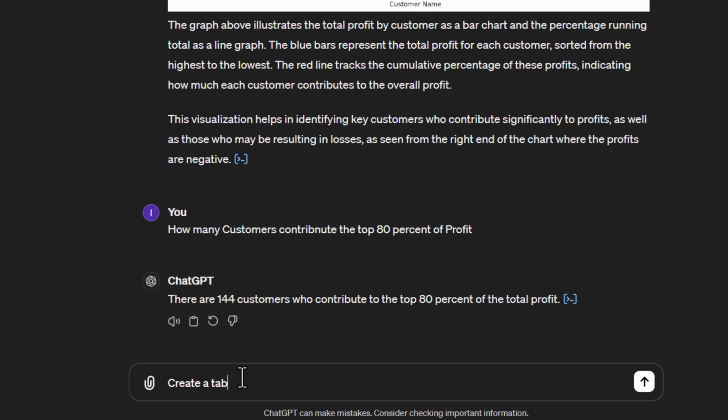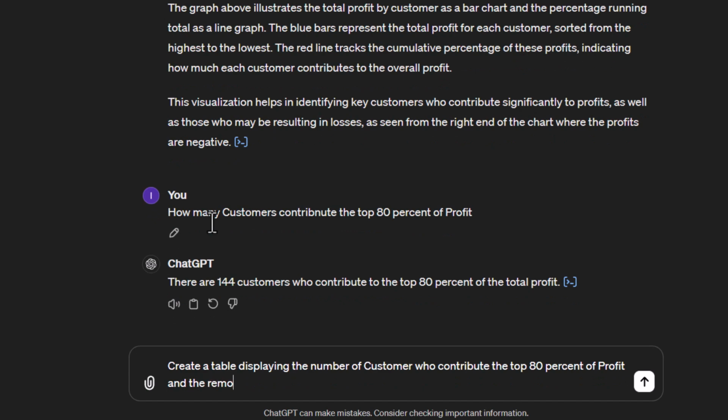So we're going to tell it to create a table, and we're going to tell it to display the number of customers who contribute the top 20, actually in this case, top 80% of profit. Then we're going to tell it to also show the remaining 20%.